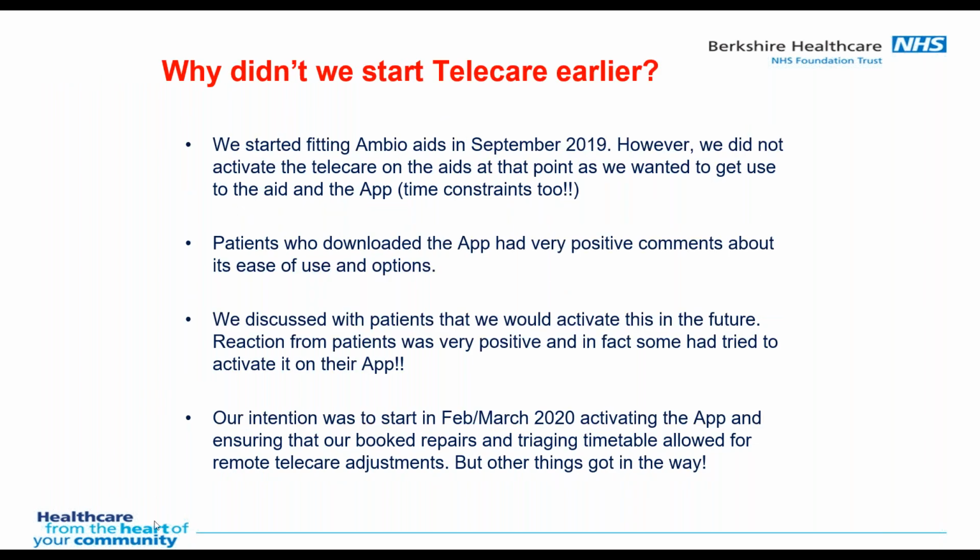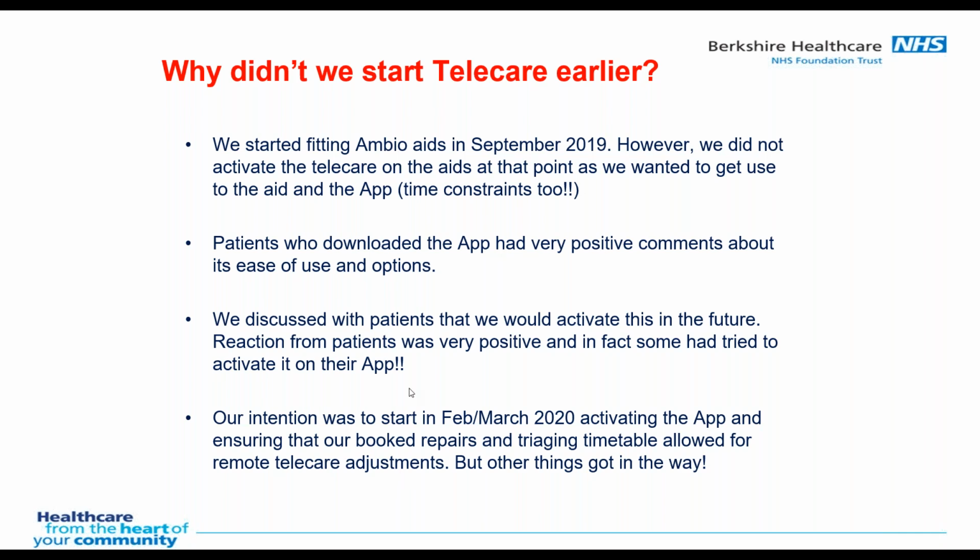So we started fitting the Ambios in September. The ideal would have been to activate the telecare on the aids at that point, but we hadn't had information governance yet to allow us to do that. But patients downloaded the app, they loved it, they really wanted us to start activating the telecare, and some people were saying, I've activated it, why can't I do telecare?